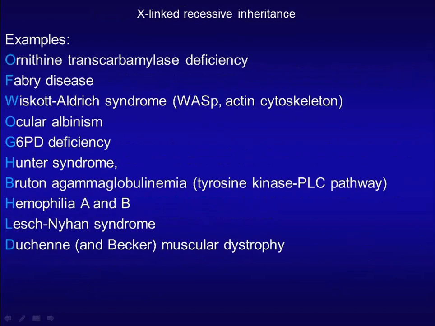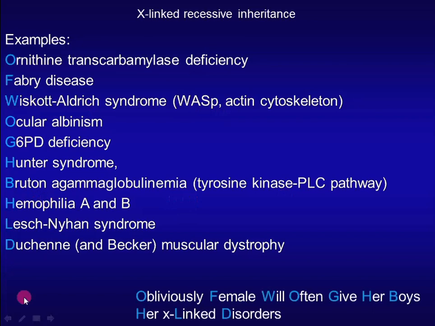Most common X-linked recessive diseases tested in the USMLE are shown here. Wiskott-Aldrich syndrome is caused by mutation in WASP protein, a regulator of actin cytoskeleton. Bruton agammaglobulinemia is caused by mutation in a tyrosine kinase. Altogether, these diseases can be summarized in one mnemonic. Obviously, a female will often give her boys her X-linked disorders.